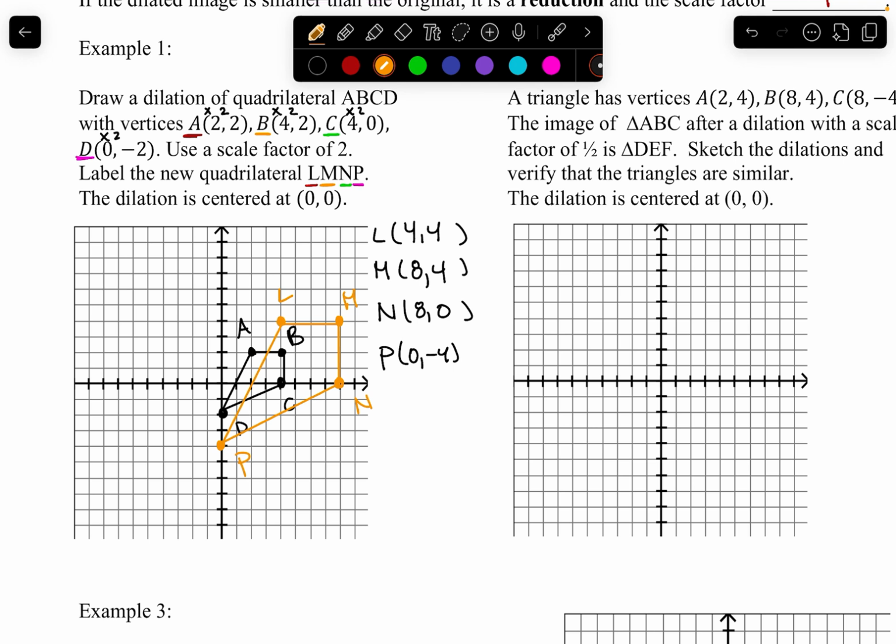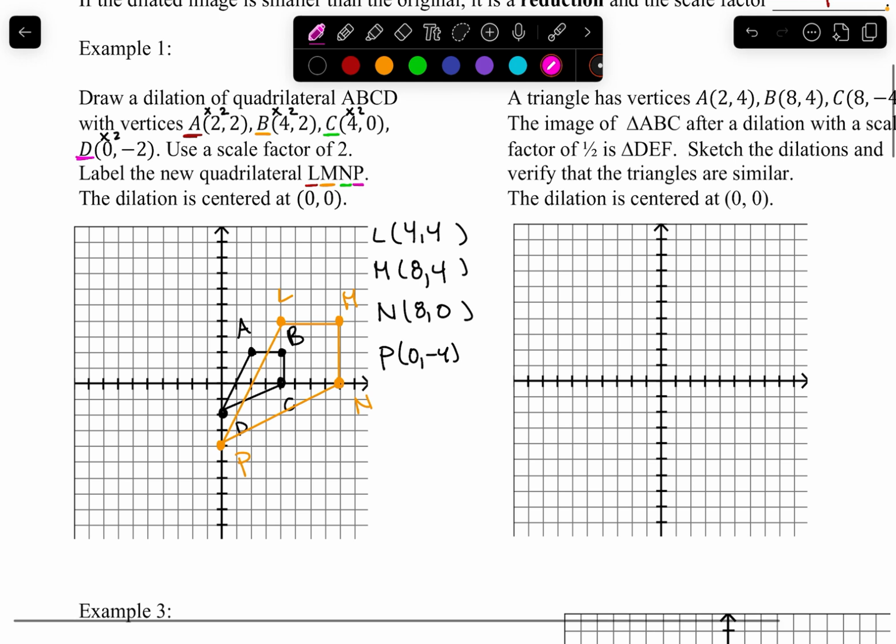If your new image was smaller than your original image, but your scale factor was 2, you should look at that and say, huh, that's weird. Now, one other thing that's really cool that doesn't really matter in geometry, but will become more interesting when you get into other classes, is the center of origin, or the center of dilation.